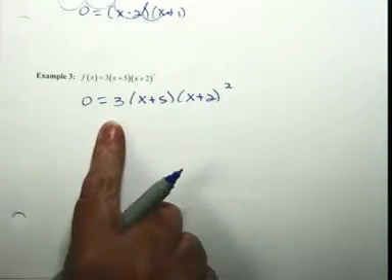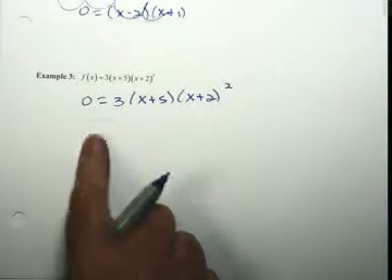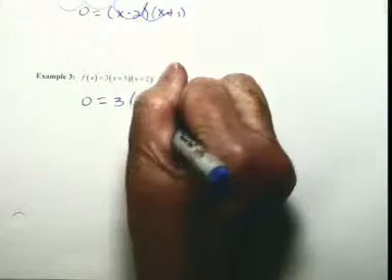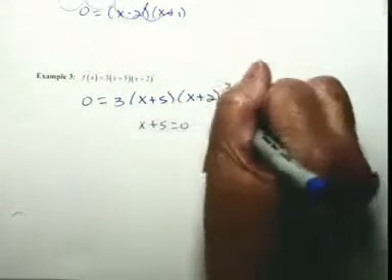Now, if it doesn't have an x, that doesn't give me an answer. 3 equals 0 doesn't give me an answer. So if it doesn't have an x, I ignore it. I have x plus 5 and x plus 2.